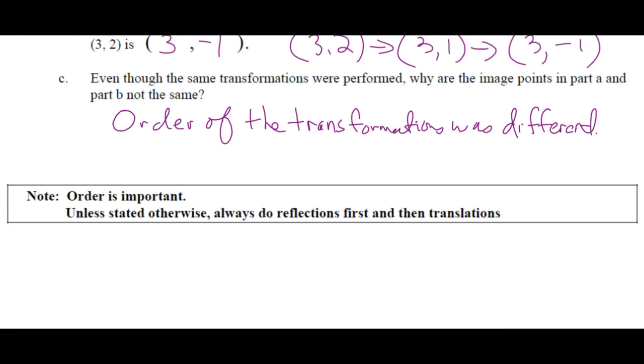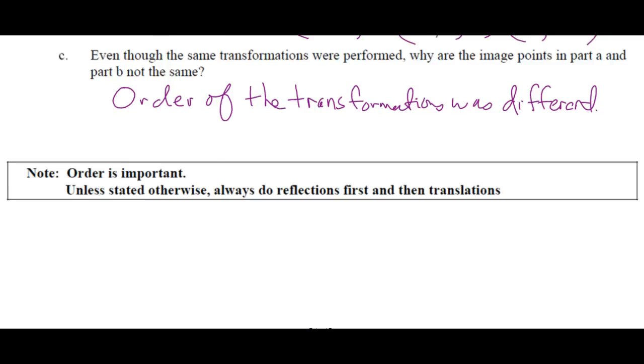Note, order is important, right? Obviously. So we are going to set a standard. Unless stated otherwise, always do the reflections first, then the translation. Okay? If I say do the translation and the reflection, I want you to do it in that order. If we don't say anything, you will do reflection first, then you will do a translation. So if you're looking at a new equation and listing the transformations, I must do a reflection first, then I will do the translation. Okay? Very important.